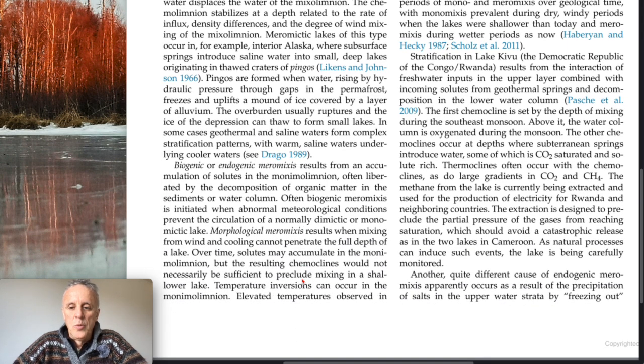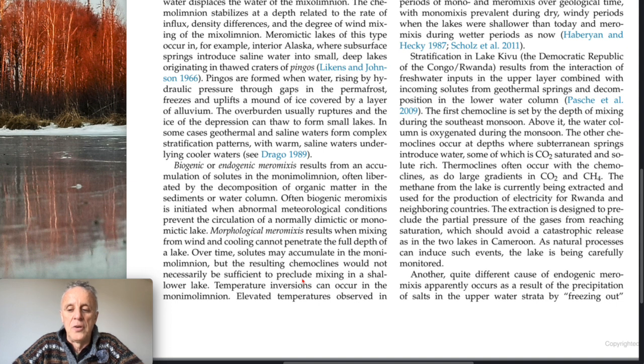Stratification in Lake Kivu, the Democratic Republic of the Congo and Rwanda, results from the interaction of freshwater inputs in the upper layer, combined with incoming solutes from geothermal springs and decomposition in the lower water column. The first chemocline is set by the depth of mixing during the southeast monsoon. Above it, the water column is oxygenated during the monsoon. The other chemoclines occur at depth where subterranean springs introduce water, some of which is CO2 saturated and solute rich.